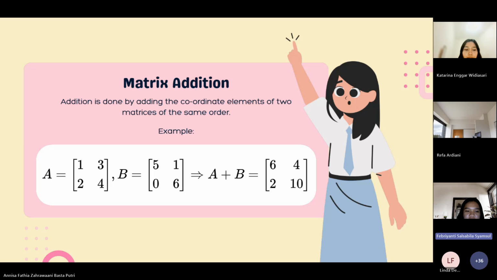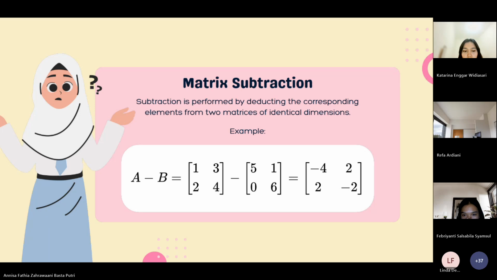The first operation is matrix addition. Matrix addition is performed by adding the corresponding elements of two matrices. However, this operation can only be done when both matrices have the same order. Next is matrix subtraction. Similar to addition, subtraction is performed by subtracting the corresponding elements of two matrices with the same dimensions.